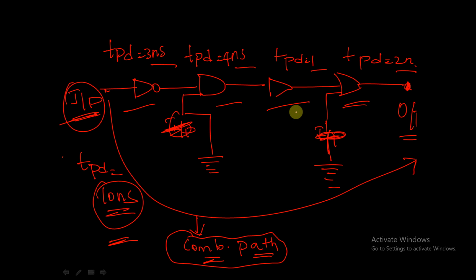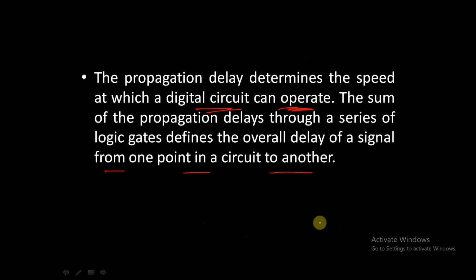The propagation delay determines the speed at which a digital circuit can operate. From the propagation delay, we can also get the frequency. Frequency is nothing but 1 by the propagation delay tPD. So we can get the frequency of operation, and like that we can find how fast a particular circuit is operating. The sum of the propagation delays through a series of logic gates defines the overall delay of a signal from one point to another in a circuit.